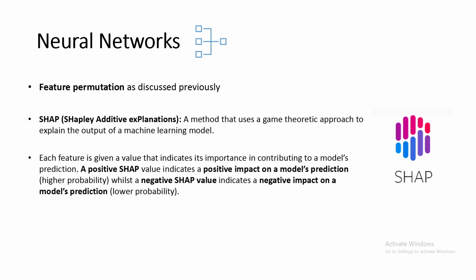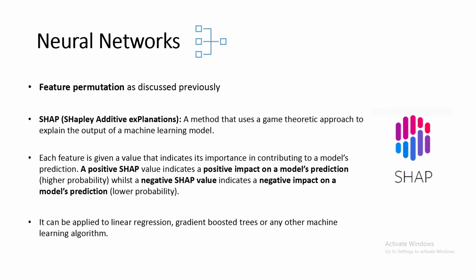Each feature is given a value that indicates its importance in contributing to a model's prediction. A positive SHAP value indicates a positive impact on a model's prediction, whilst a negative SHAP value indicates a negative impact on a model's prediction. It can be applied to linear regression, gradient boosted trees, or any other machine learning algorithm.